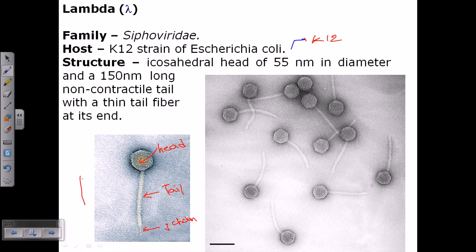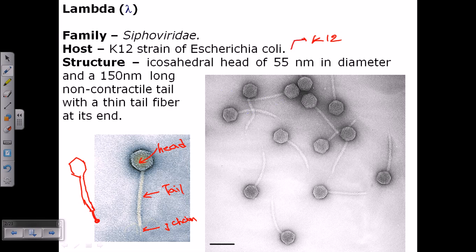So if I draw it schematically, it will be represented like that. Let's say this is the tail, and the J chain will look something like this. And then the icosahedral head will be aligned like that. So that's how lambda actually looks.